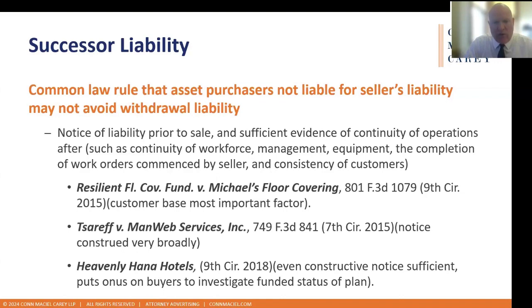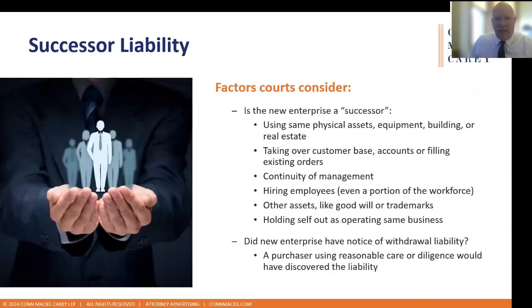In fact, that resilient floor covering case at the top opined that the customer base was the most important factor, which seems a little unfair. I mean, if the customers stuck around, then the Ninth Circuit was suggesting that that was somehow strong evidence of you being a successor, and therefore holding the successor liable for the predecessor's withdrawal liability. And that can be a very unpleasant surprise if you've taken over a new company and feel like you're going on merrily about your business, and all of a sudden the fund shows up and says you owe millions of dollars of withdrawal liability that you did not anticipate.